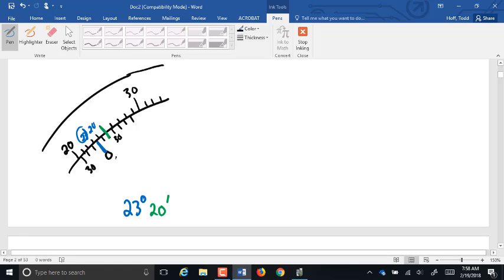Now on these, I've read both of them going in that direction on the vernier scale. It's very possible to have something line up on each side. How do I know which direction to go?